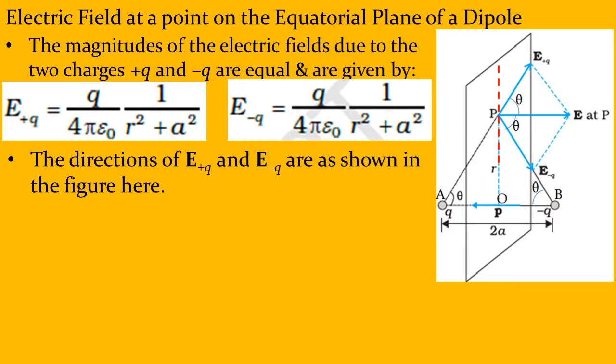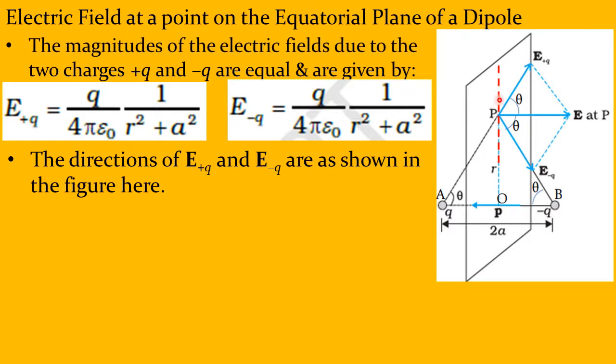This is a repulsive force due to the positive charge Q. And the electric field due to the charge minus Q is in the direction PB. This is an attractive force, this being a negative charge. Now, I can resolve each of these electric fields, the field due to Q and the field due to minus Q, into two components. Let us say the field due to plus Q. The field is along the blue line as is shown here.